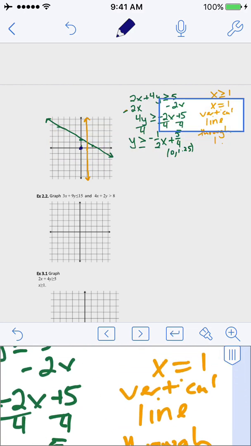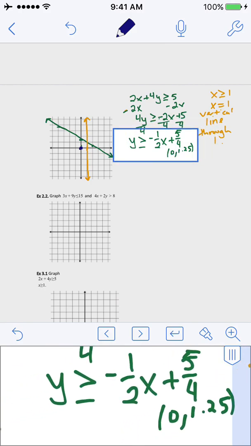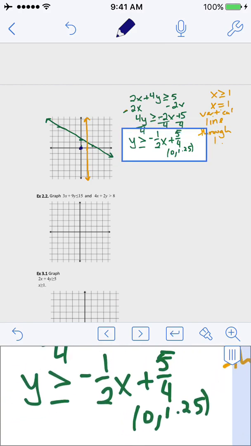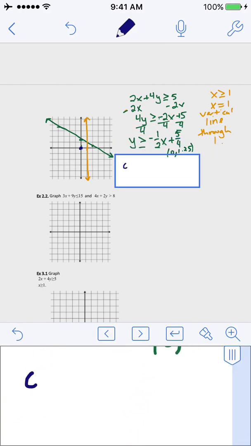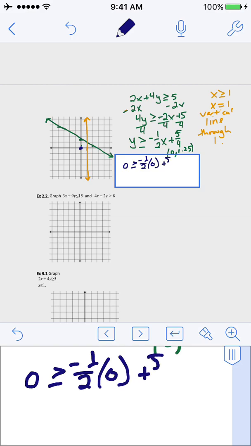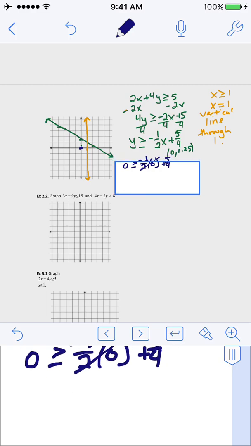Let's test out 0, 0 in both of these. So we're going to test out 0. Here we go. 0 is greater than or equal to negative 1/2 times 0 plus 5/4. That makes that go away. We get 0 is greater than or equal to 5/4. Is 0 greater than or equal to 5/4? No, that is a false statement, right?